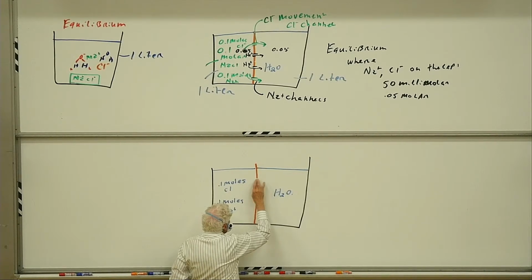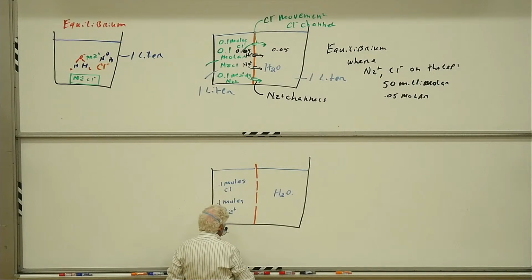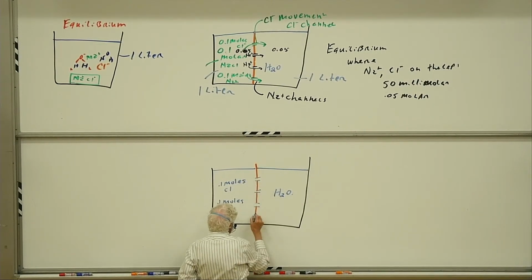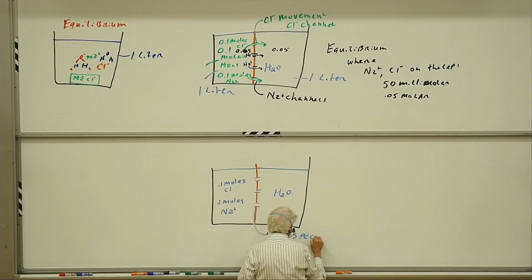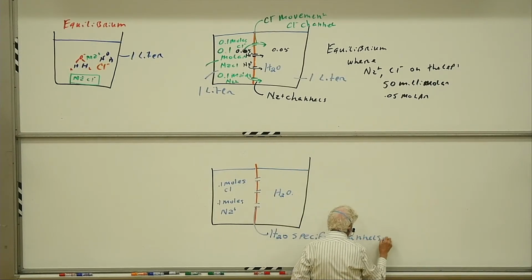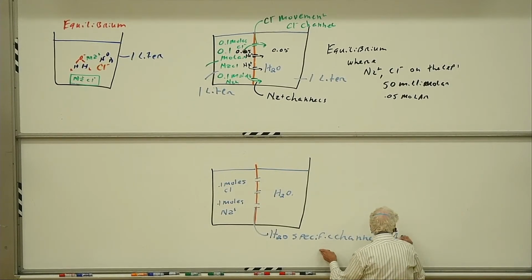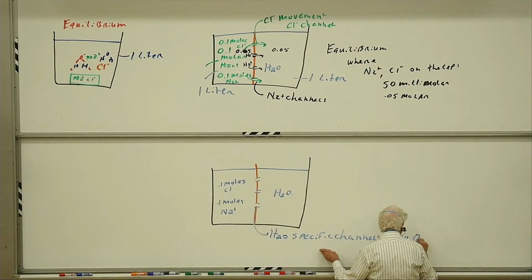So then across this membrane, we're going to put channels. And these channels are going to be different from the ones on the upper board. These are going to be water-specific channels. In biology, these water-specific channels have a name. They're called aquaporins.